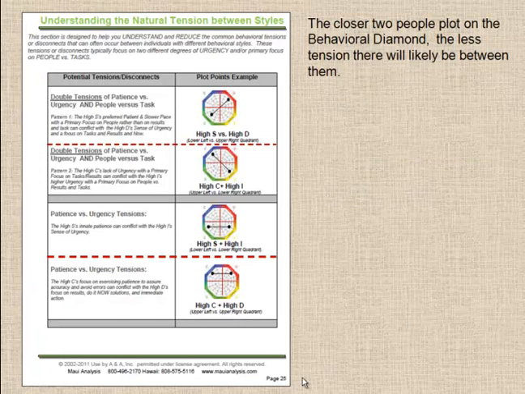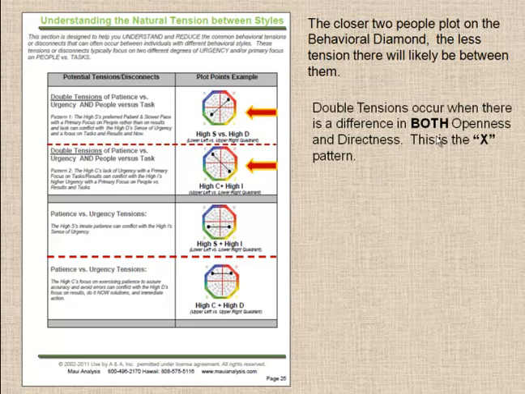Then the next segment of the report, starting on page 25, shows you that if you plot in this quadrant and somebody else plots in this quadrant, it creates a double tension because you have both an issue around openness and directness. This is called the X pattern.